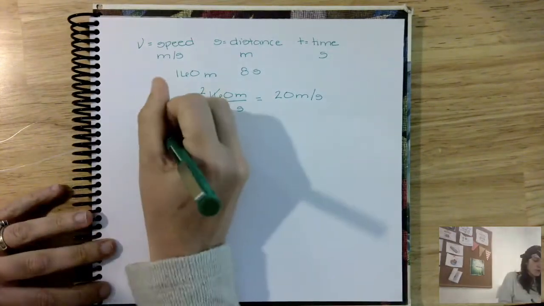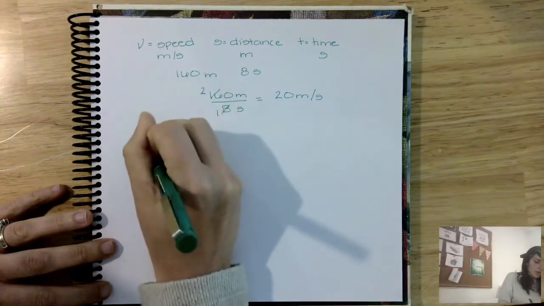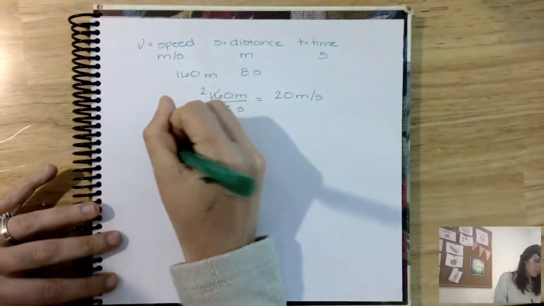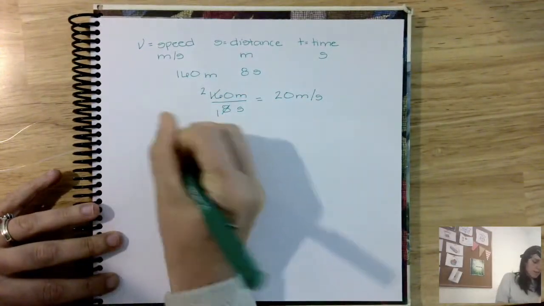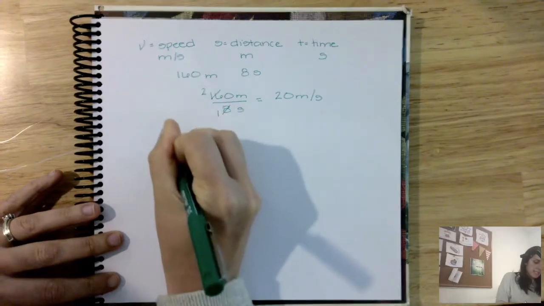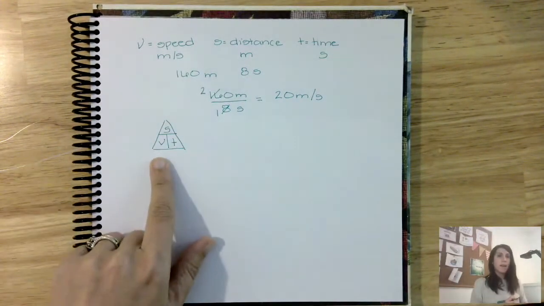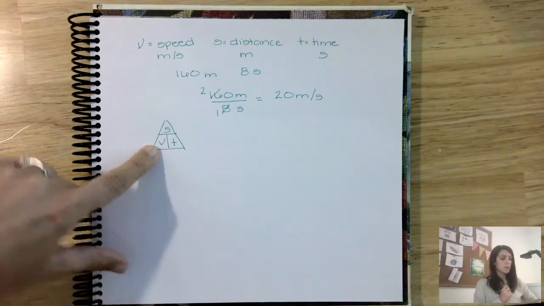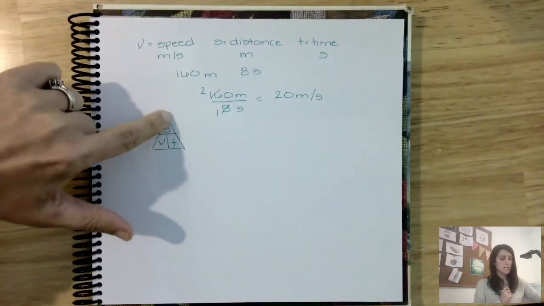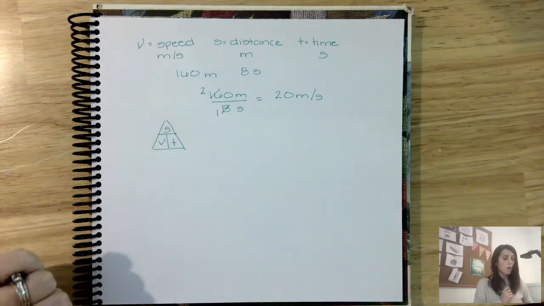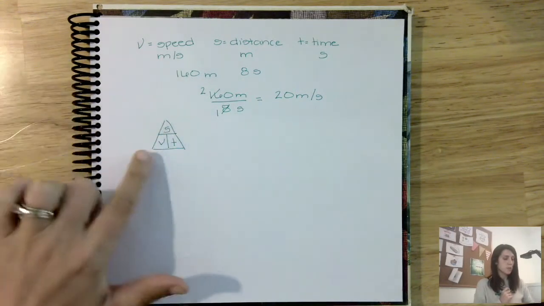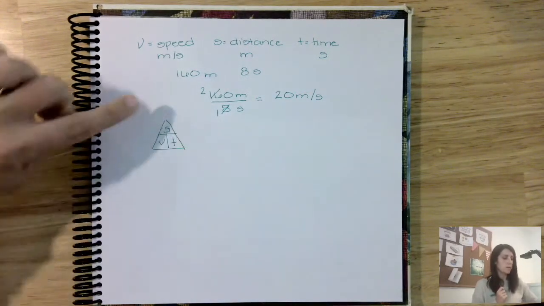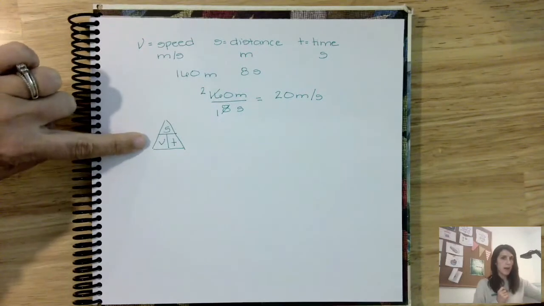When we use the triangle, the speed triangle, we can solve for either distance or time. So I know that my speed is equal to my distance divided by my time. And now this triangle allows me to see any possible problem. I can use it to show speed equals distance divided by time, or distance equals speed times time, or time equals distance divided by speed.